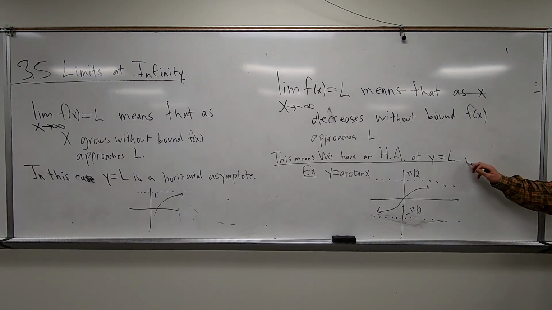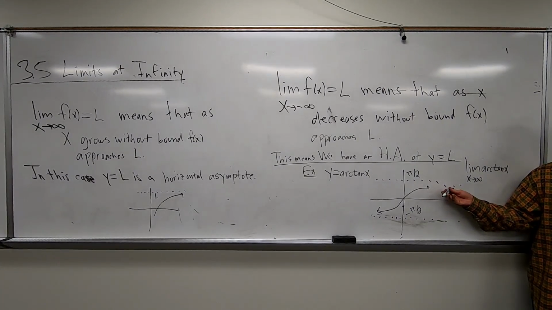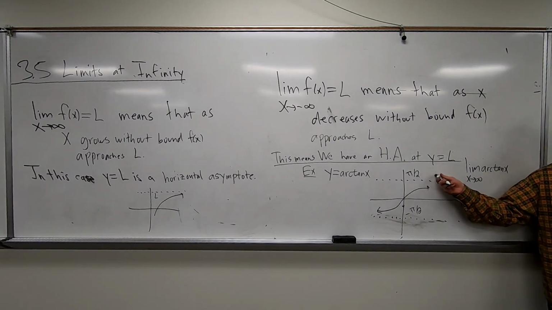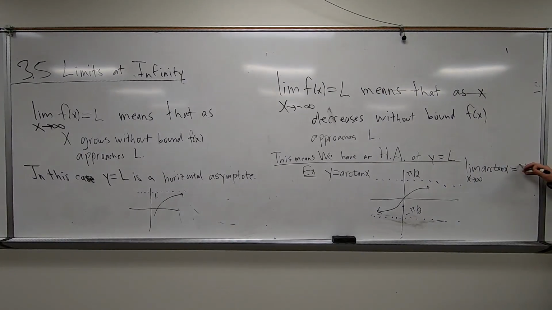So if you take the limit as x approaches infinity of arctangent of x, well, when x gets really, really big, the y values get close to pi over 2. So it's equal to pi over 2. So y equals pi over 2 is a horizontal asymptote of arctangent. Likewise, I'll do the other one. Limit as x goes to negative infinity of the arctangent of x.